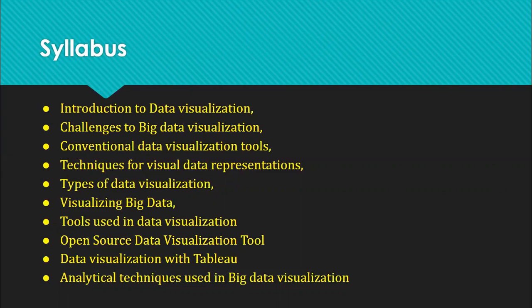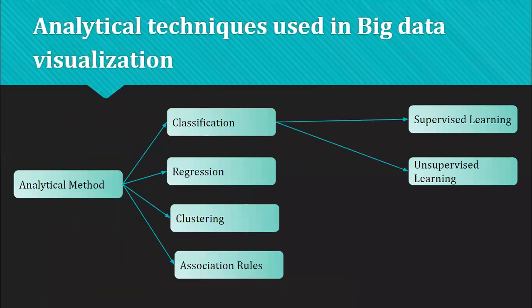Now the last point from this unit is analytical techniques used in big data visualization. Apart from all these tools and types of data visualization, what are the advanced analytical techniques which you can use in big data visualization? So the advanced analytical methods already we have studied in our second, third and fourth unit. So just by using those methods, you can also visualize your data. The different analytical methods are classification, regression, clustering, association rule and likewise.